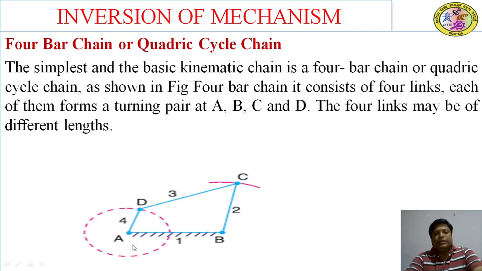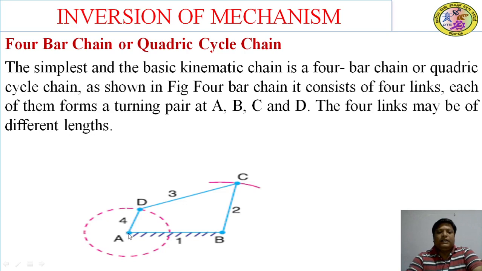Quadric means 4. The figure shows a simple 4-bar kinematic chain. The simplest and basic kinematic chain is the 4-bar chain. It consists of 4 links, link 1, link 2, link 3 and link 4. Each of them forms a turning pair at A, B, C and D. The 4 links may be of different lengths.